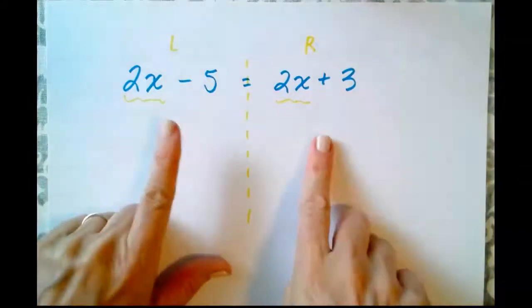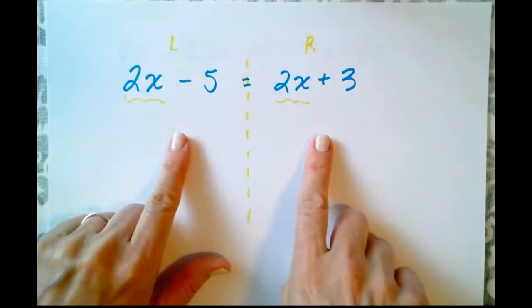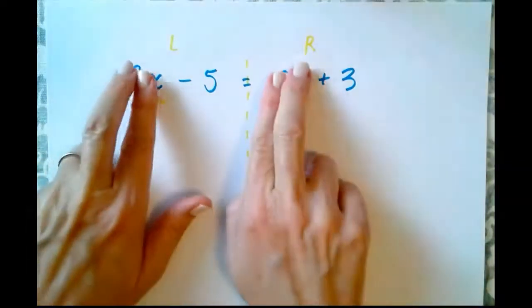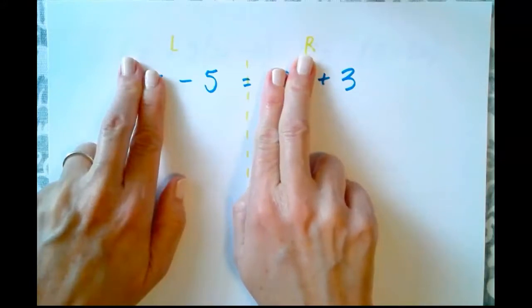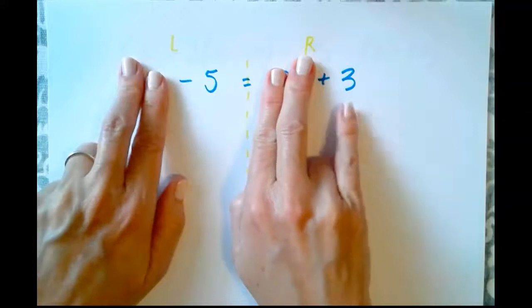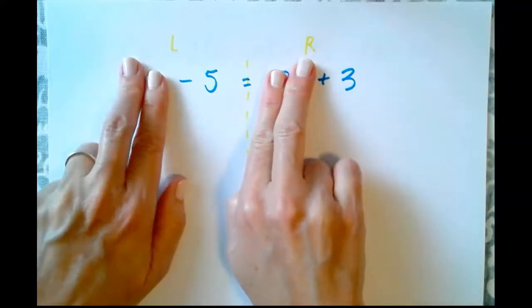Remember, think of the left-hand side and the right-hand side as if they're on a scale. So what if we took the 2x away from both sides? It appears that the right-hand side is going to weigh more. It's going to weigh 8 more because this is -5 and this is +3. So what does that mean in terms of finding a solution?